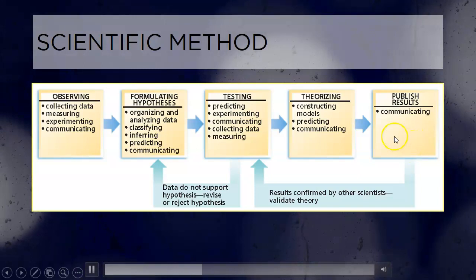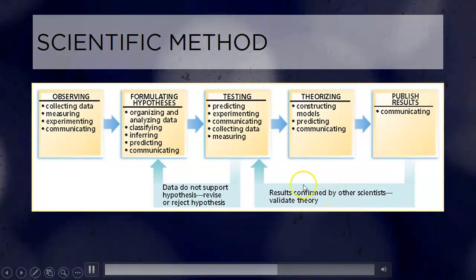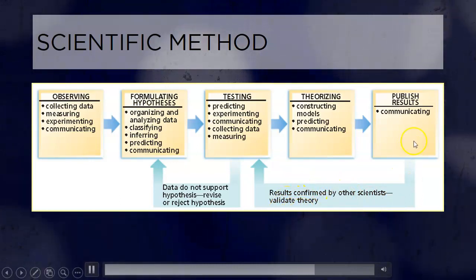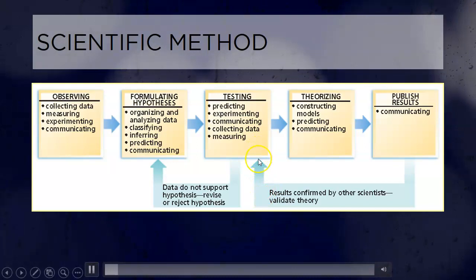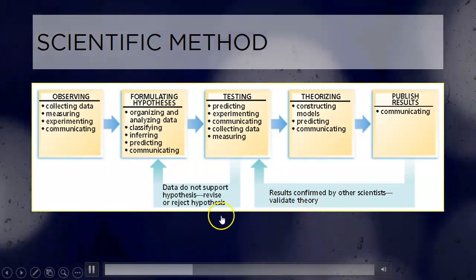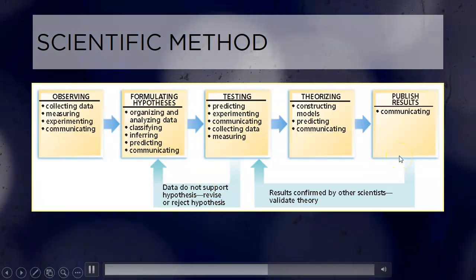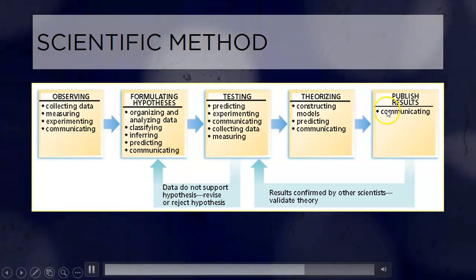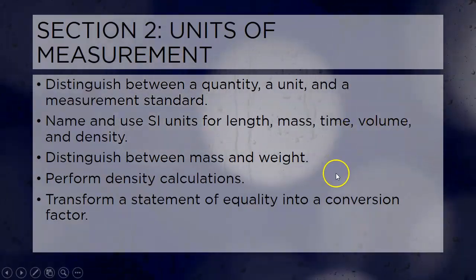And then, again, after you publish it, other scientists can either validate that theory, or you can go back and figure out something different and start all over. So this is really more of a cyclical thing sometimes than just a straightforward step-by-step process. So that's the scientific method in a nutshell. We'll go over measuring when we come back.